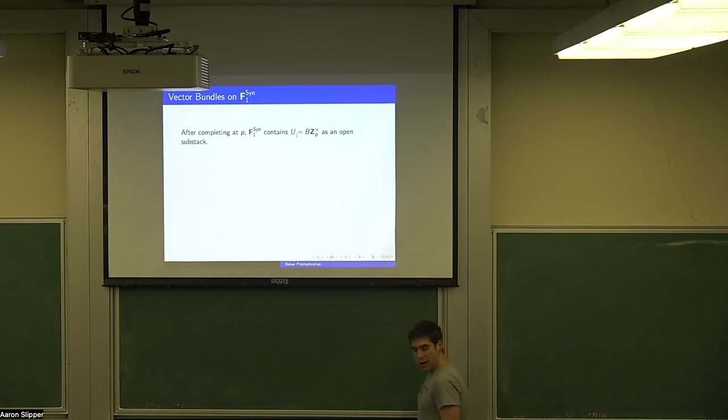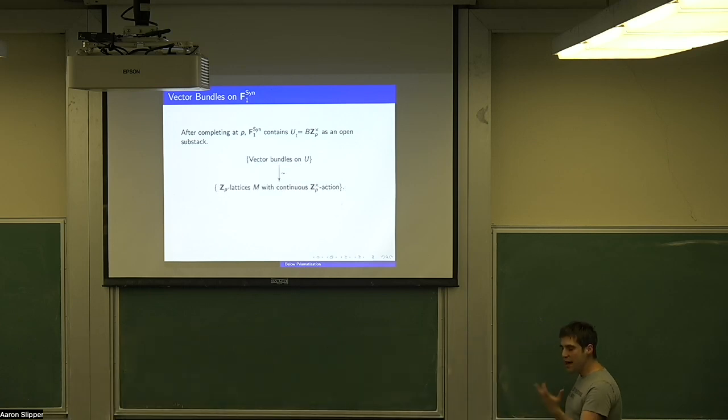Well, first, something I've already mentioned is that when you complete at the prime p, there's an open substack that looks like B of Zp star. And if you were just interested in vector bundles on that open substack, well, those are easy to classify, right? They just correspond to representations of Zp star. And if it's a vector bundle, it's a representation on a Zp lattice, a finite free Zp-module.